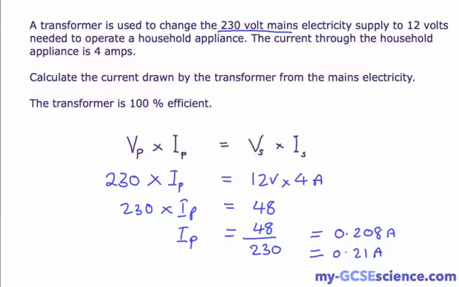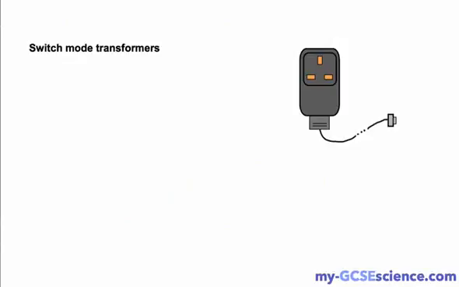One last thing I want to look at is a new topic that's been introduced to Unit 3 for physics, and that's this idea of a switch mode transformer. A switch mode transformer is one that runs off a much higher frequency than your regular transformer, and that gives it a couple of advantages in terms of where and how it can be used.